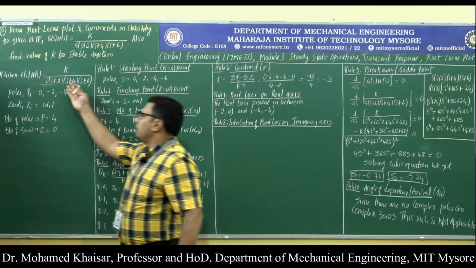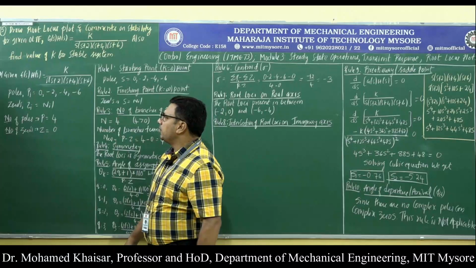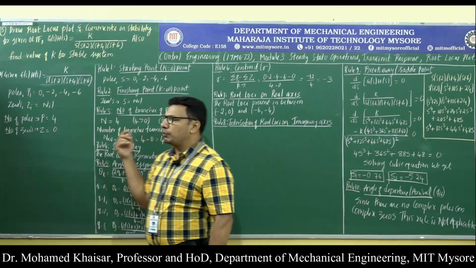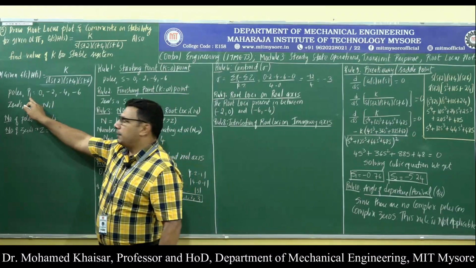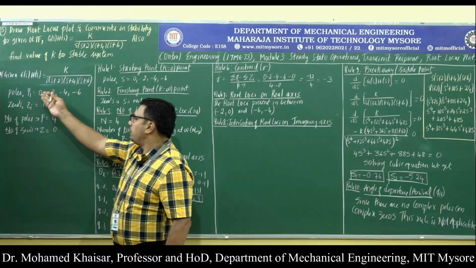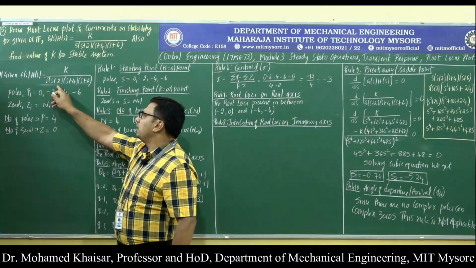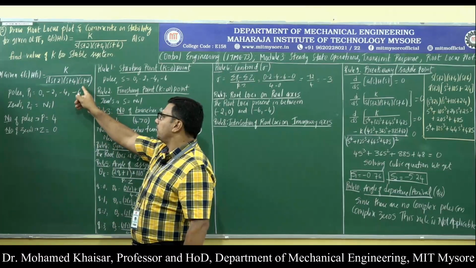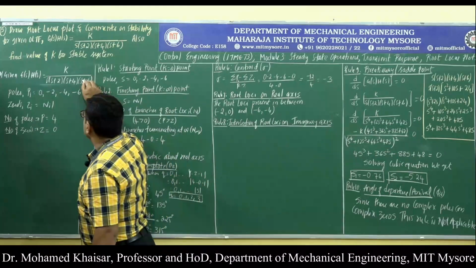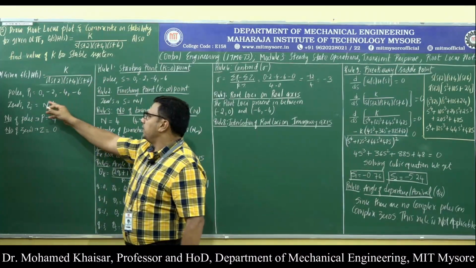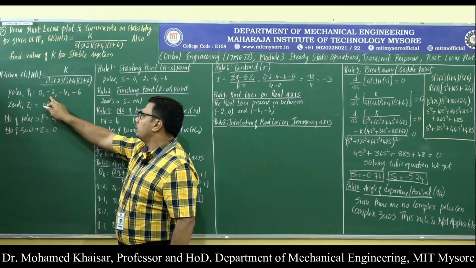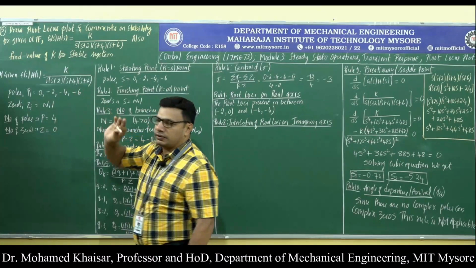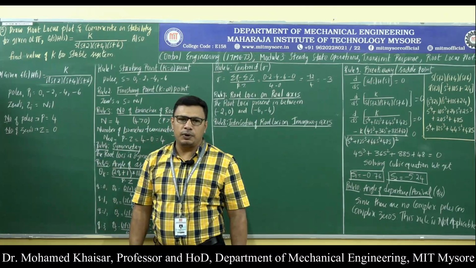This is the given open loop transfer function, K divided by s into s plus 2 into s plus 4 into s plus 6, and first we will find the poles in the given open loop transfer function. Pi represents the poles. You should equate the denominator factors to 0: s equal to 0, s plus 2 equal to 0, s plus 4 equal to 0, s plus 6 equal to 0. Then you will obtain s equal to 0, s equal to minus 2, s equal to minus 4, and s equal to minus 6. These are the poles of the given open loop transfer function.